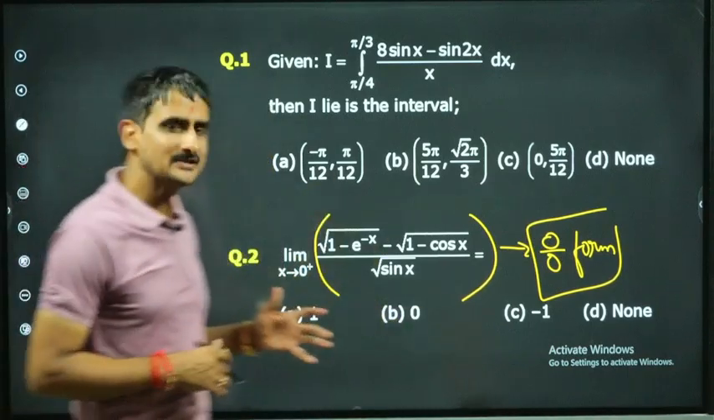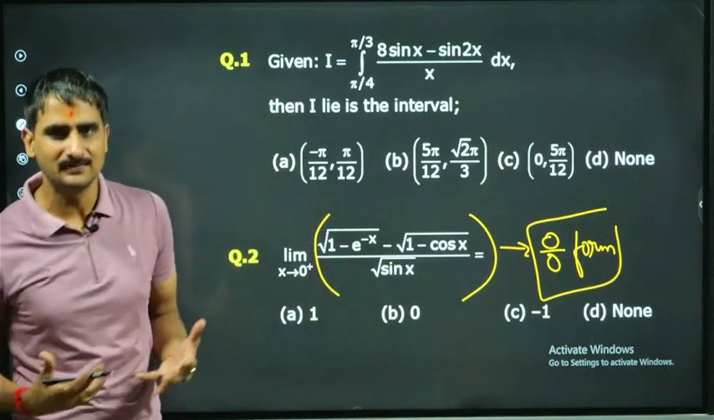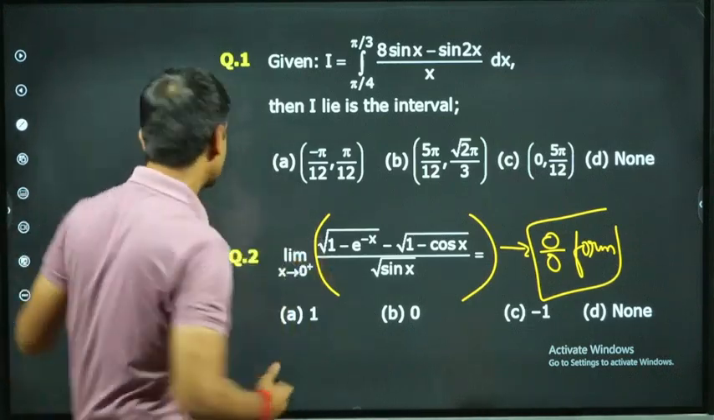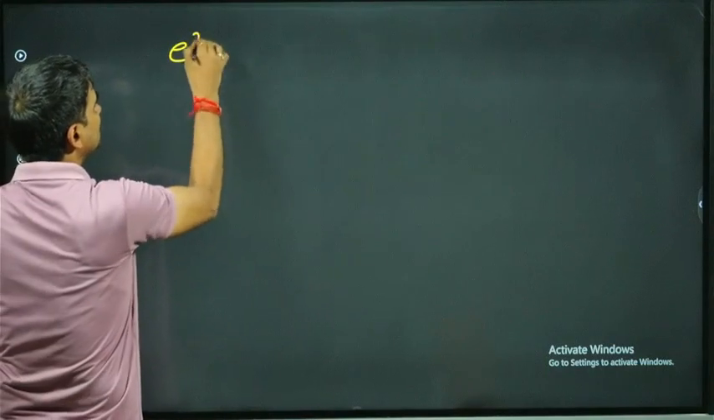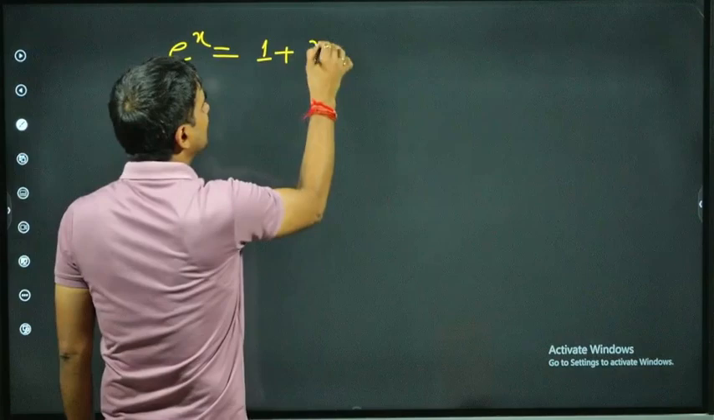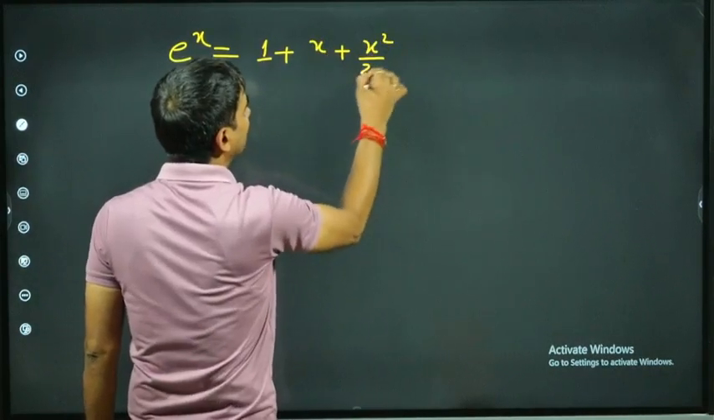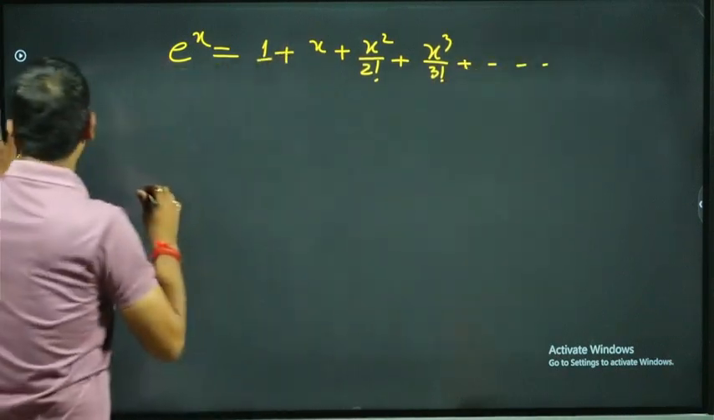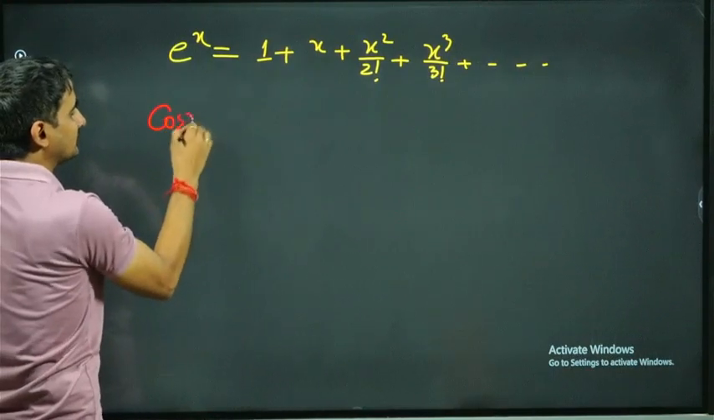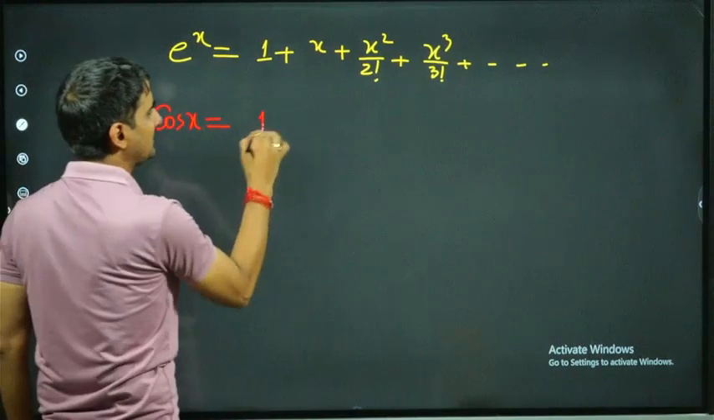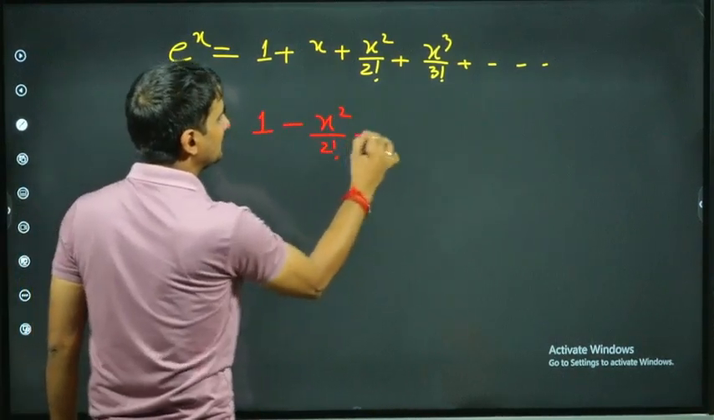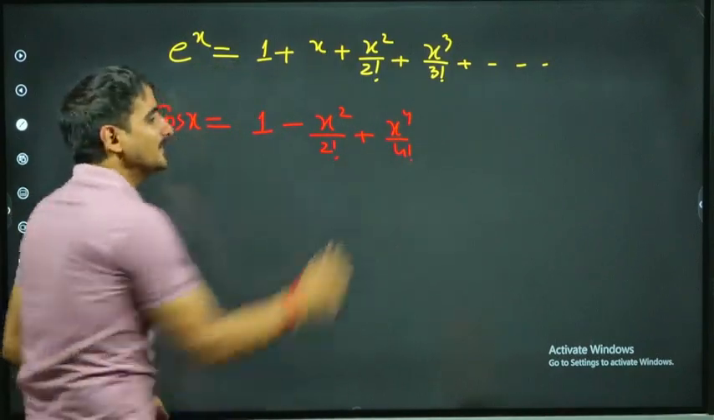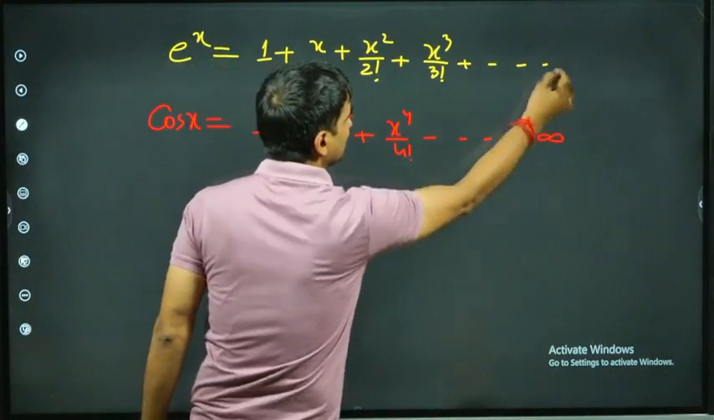In many cases, instead of trying to apply the standard result, I prefer to use the series expansion. For that we need the series of exponential, which is 1 plus x square by 2 factorial plus x cube by 3 factorial, and you can go on writing as long as you want. And then we need the series of cos x: 1 minus x square by 2 factorial plus x raised to power 4 by 4 factorial, all even powers with alternate positive and negative signs, and that also goes till infinity.